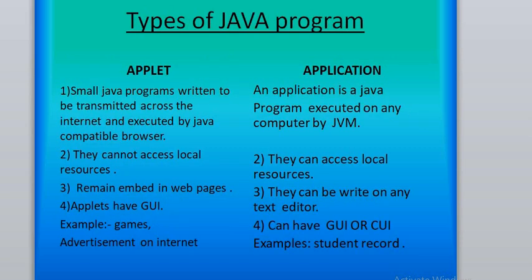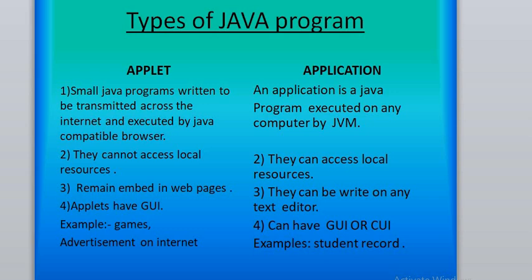In the next slide, we learn the difference between applet and application. Now both are Java programs. What is the difference between applet and application? Now let's understand. As the definition says, applets are small Java programs which are written to be transmitted across the internet and executed by a Java compatible browser. If you notice this definition carefully, there are two terms: internet and browser.